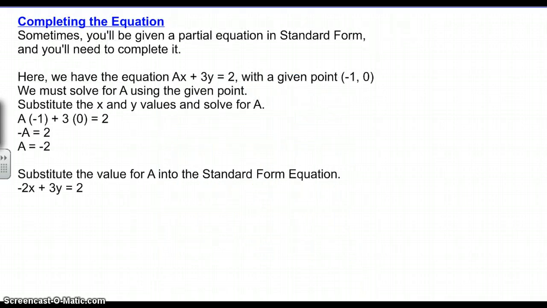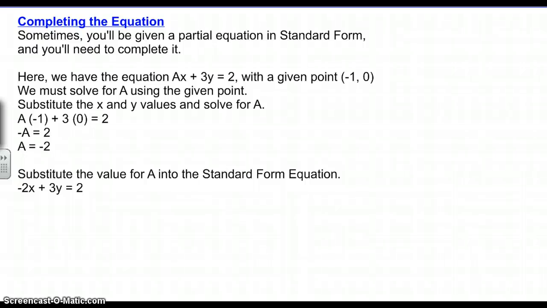Completing the equation, sometimes you're given a partial equation in standard form and you need to finish it. So here they're going to give you the equation ax plus 3y equals 2 with a given point. The point is negative 1, 0, and you have to solve for a given the point. So we're going to take those coordinates for x and y and substitute them in the equation and solve for a. So you just write a times negative 1 plus 3 times 0 equals 2. You get the opposite of a equals 2, so a equals negative 2. You then substitute that value for a back into the original equation so that you get negative 2x plus 3y equals 2. This is now an equation in standard form.